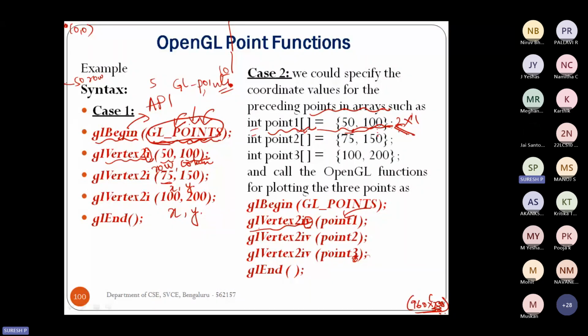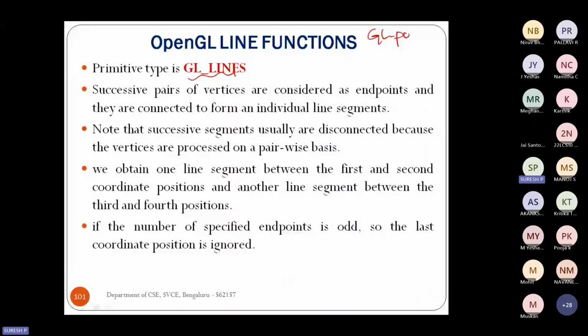Now the next primitive is GL_LINES. The first is your GL_POINTS, which prints points at the given coordinates. The next primitive type is lines. Here, successive pairs of vertices are considered as endpoints.